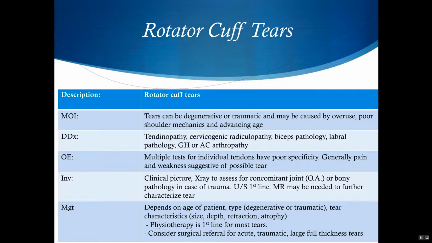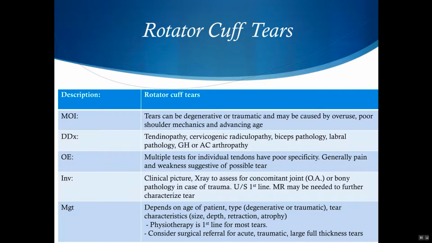Rotator cuff tears can be degenerative in nature or traumatic. They can be caused by overuse, by poor shoulder mechanics, or by advancing age. The differential for rotator cuff tears can be quite broad. Things to consider would be rotator cuff tendinopathy, cervicogenic issues with radiculopathy, which may mimic biceps tendon pathology, and may mimic labral pathology. Glenohumeral or AC arthropathy can also be in the differential for rotator cuff tears, especially in non-acute traumatic cases.